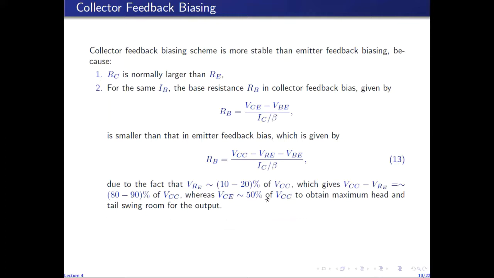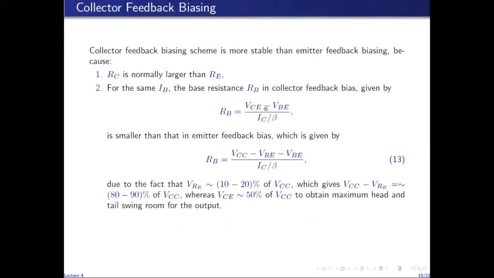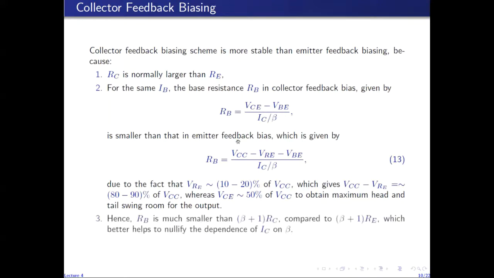So typically VCE is about 50% of VCC, and this term is about 80 to 90% of VCC. So the denominator is clearly larger in this case than in this case, which means that this RB in the collector feedback bias is smaller than this RB in the emitter feedback bias, which in turn means that RB in the collector feedback bias is much smaller than beta plus 1 RC than it is in emitter feedback bias compared to beta plus 1 RE.